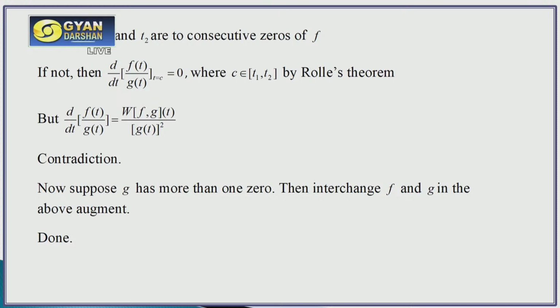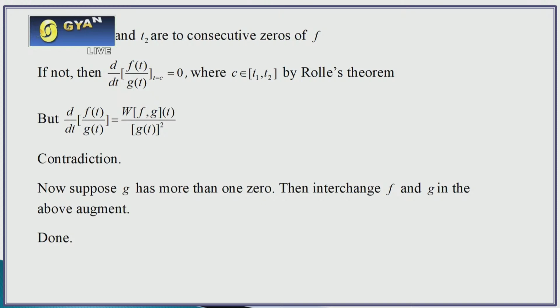And since they are solutions of the given self-adjoint equation, they are continuous and differentiable. Also f is 0 at t1 and t2. So it satisfies all the conditions of Rolle's theorem, and as per Rolle's theorem, the derivative of this ratio should be 0 at some point between t1 and t2. Now what is this derivative actually? This derivative is the Wronskian of f and g divided by g squared.